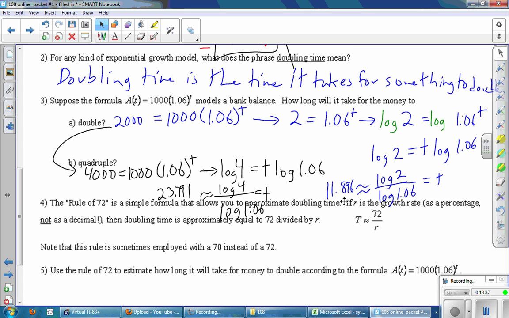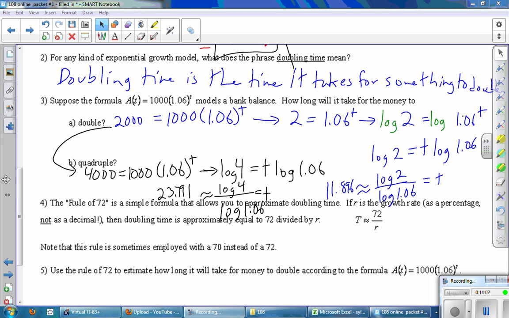Number 4, the rule of 72 is a simple formula that allows you to approximate doubling time. If R is the growth rate as a percentage, not as a decimal, then doubling time is approximately equal to 72 divided by R. Okay, T is roughly 72 divided by R. And it says sometimes the rule is used with a 70 instead of a 72.